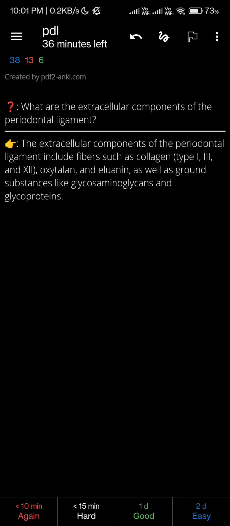What are the extracellular components? We have the ground substance, and we have the fibers, all the fibers: type 1, 3, then oxytalan and elaunin. And we have the ground substance like the glycosaminoglycans, glycoproteins, all such things.